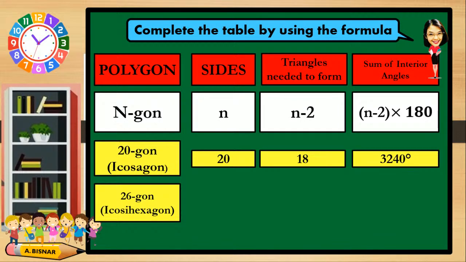26 gon, or a 26-sided polygon known as icosahexagon. Identify the number of sides, the number of triangles needed, and the sum of the interior angles. So in here, you need to answer 3. Kasi tatlo yung nawawala.